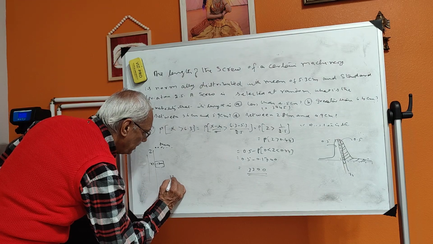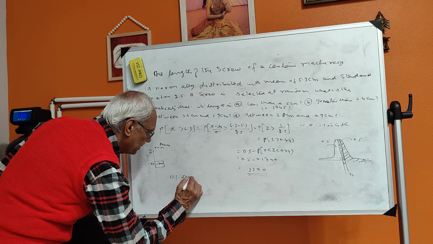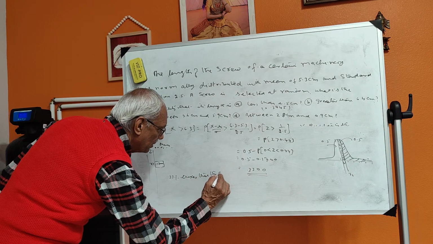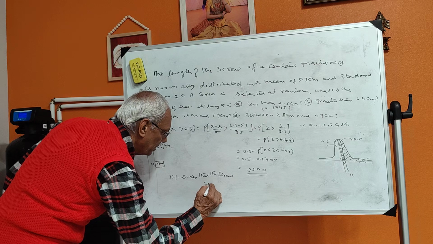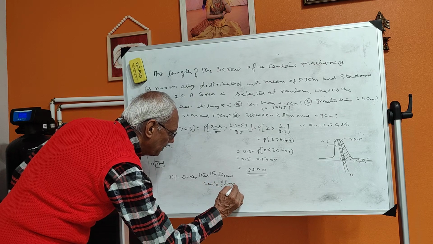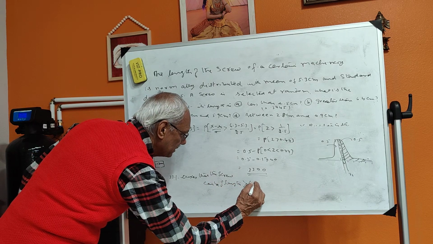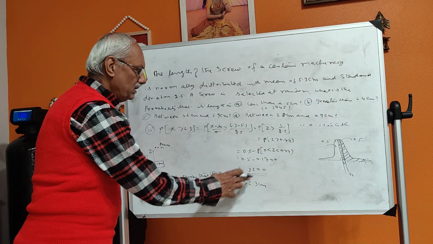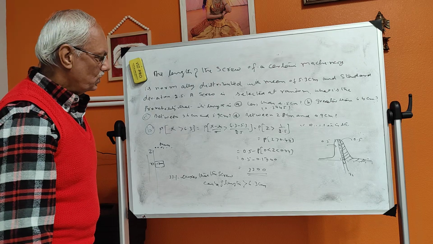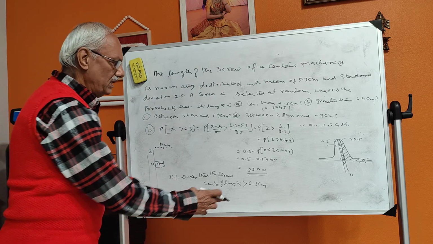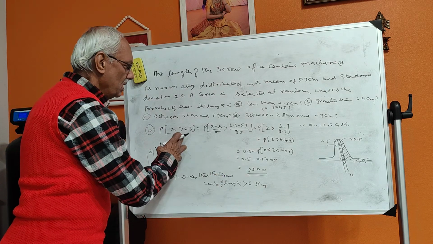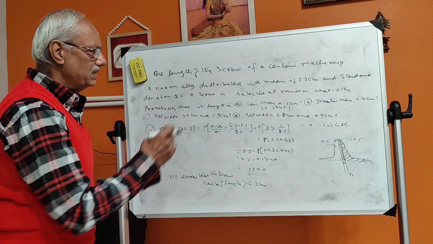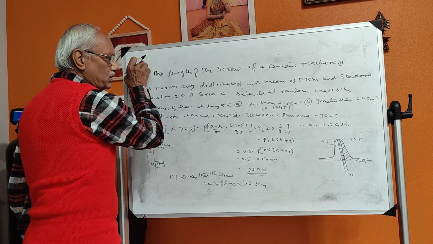So 33% chances that the screw can be of length greater than 6.3 centimeters. So there is a 0.33 chance that the selected screw can be of length greater than 6.3 centimeters, or 33% chances that it can be like that. So this is the second problem. Let us move on to the third problem.